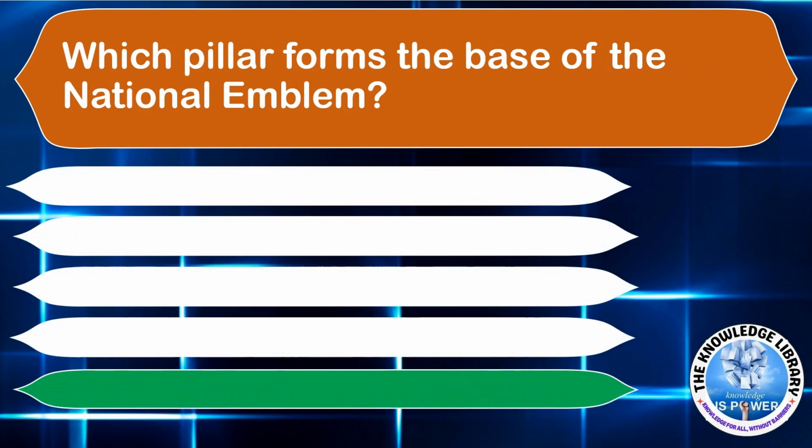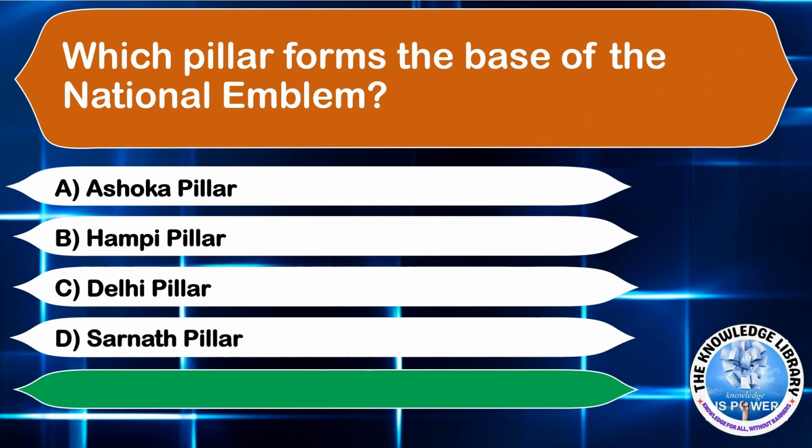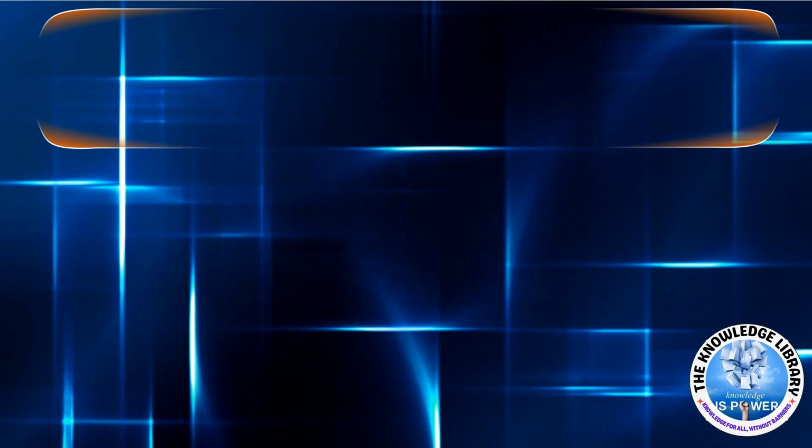Which pillar forms the base of the national emblem? Option A, Ashoka pillar. Option B, Hampi pillar. Option C, Delhi pillar. Option D, Sarnath pillar. The correct answer is option A, Ashoka pillar. Move to the next question.